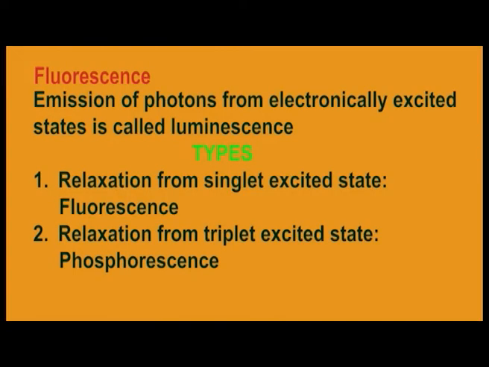Now, let us talk about fluorescence. Emission of photons from an electronically excited state is called luminescence, which has two types. Type 1, the relaxation from the singlet excited state, is called fluorescence, and type 2, the relaxation from the triplet excited state, is called phosphorescence.